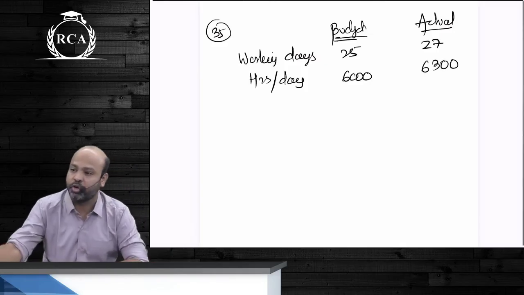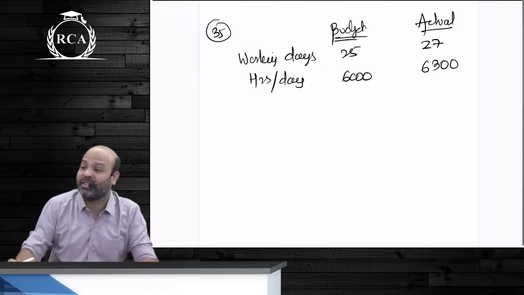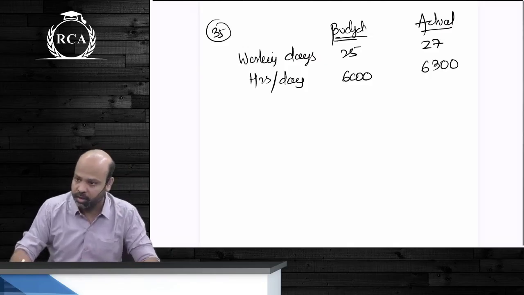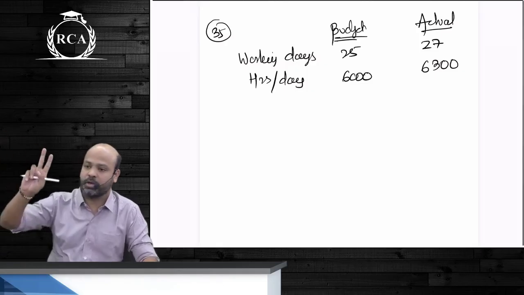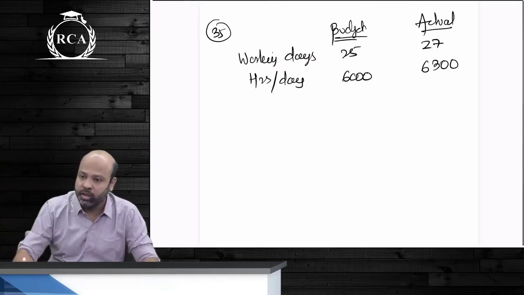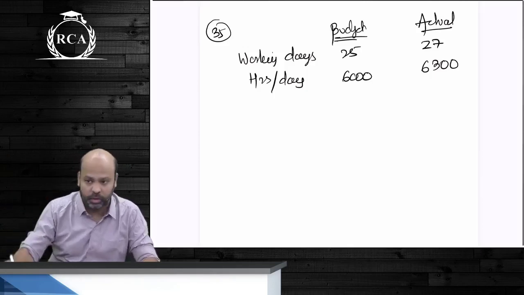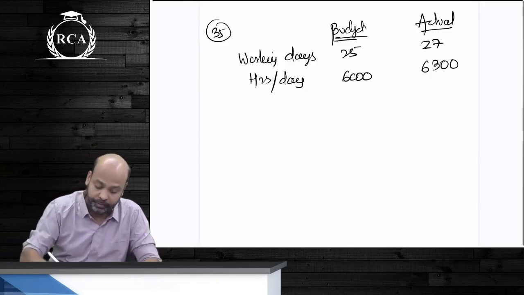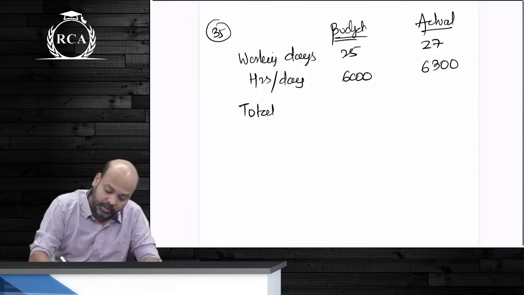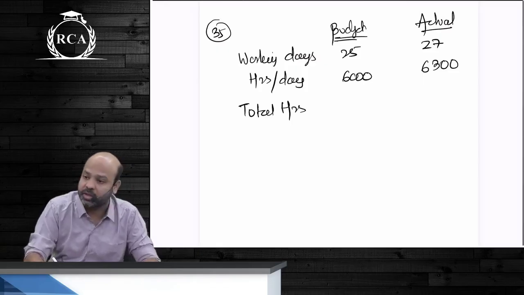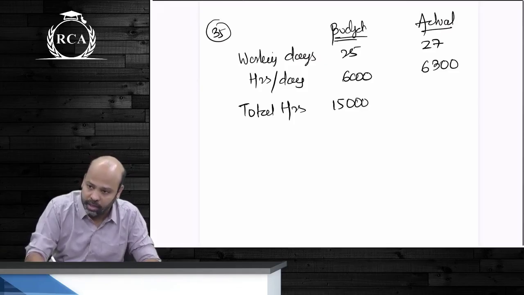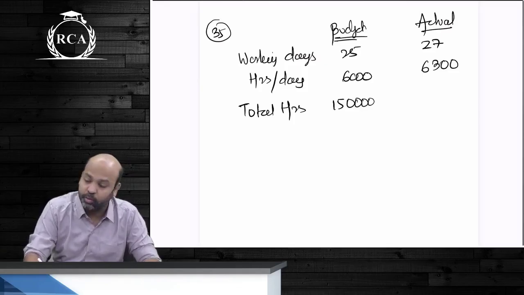Because you're working for more hours, obviously your capacity variance will also be favorable. Calendar variance will be favorable because you're working for 2 extra days. Capacity variance also will be favorable because every day we are working for 300 hours more. Are we clear, guys? So what will be the total hours? 25 multiplied by 6,000, 1,50,000.